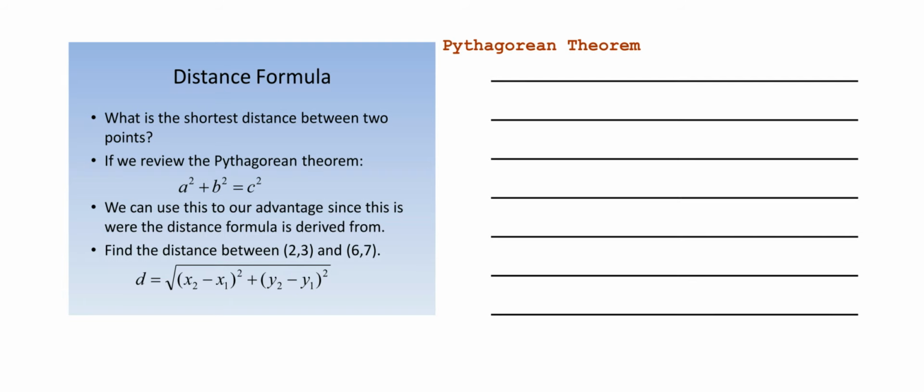Okay, let's revisit the Pythagorean theorem. The Pythagorean theorem is a squared plus b squared equals c squared. If we try getting rid of the square from the c squared, we do a square root, right? So that will leave us with a square root, agreed? So c would equal the square root of a squared plus b squared.